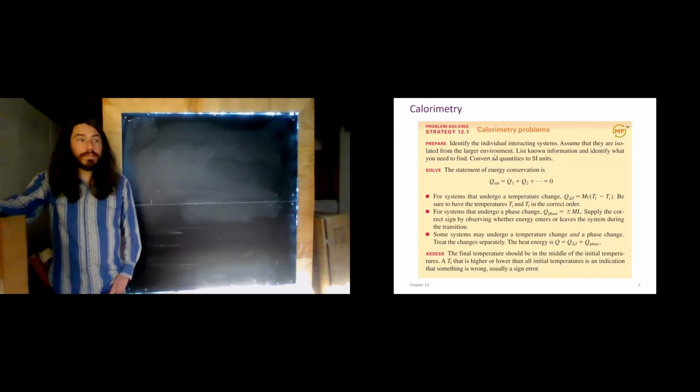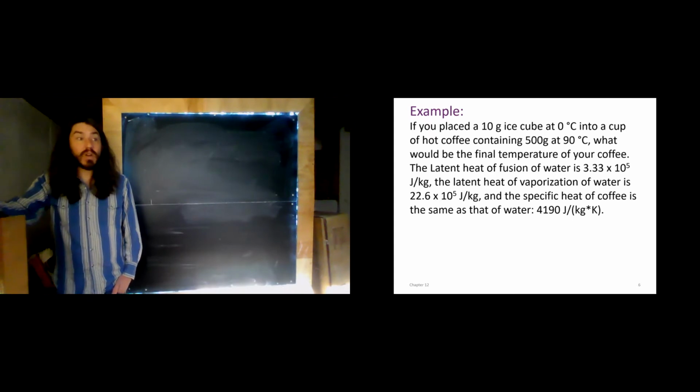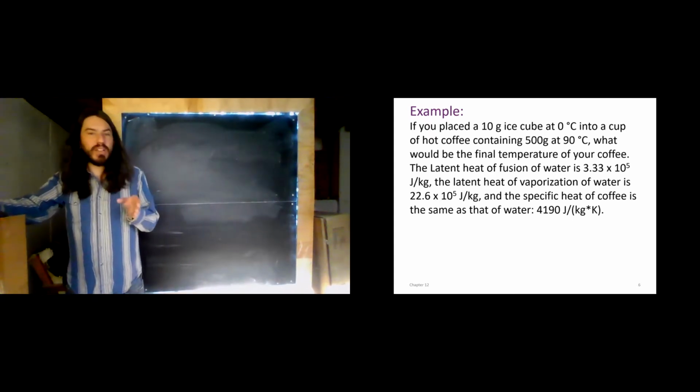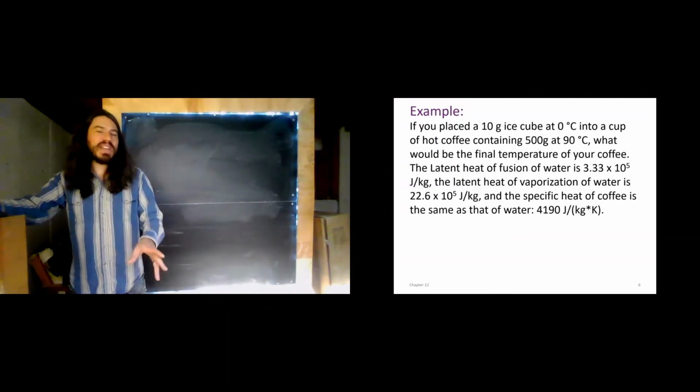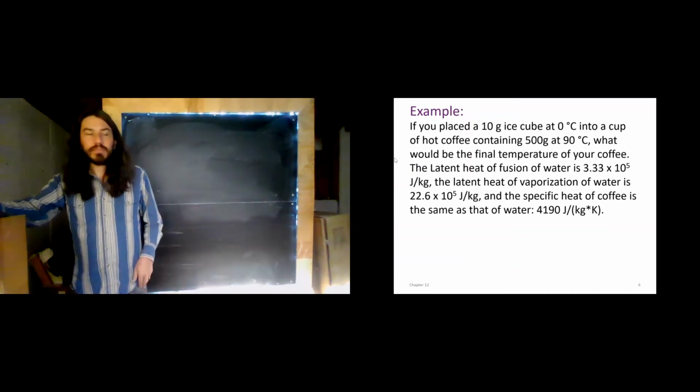Okay, let's try an example. If you placed a 10-gram ice cube at 0 degrees Celsius into a cup of hot coffee containing 500 grams at 90 degrees Celsius, what would be the final temperature of your coffee? And then I give you a bunch of constants. First of all, this is a calorimetry problem. And yes, it's a coffee cup, not a thermos. That's okay. We're going to assume this happens fast enough that a significant amount of heat is not lost or gained.